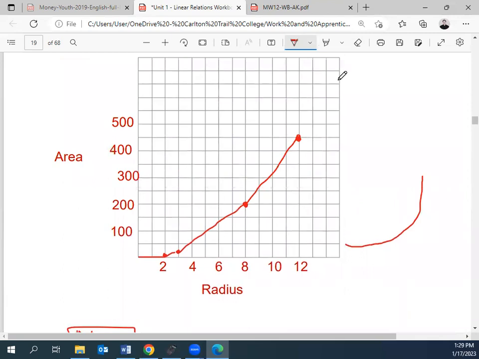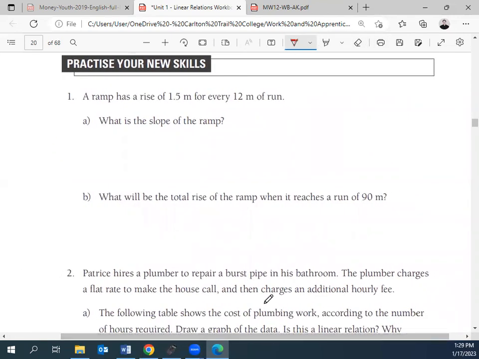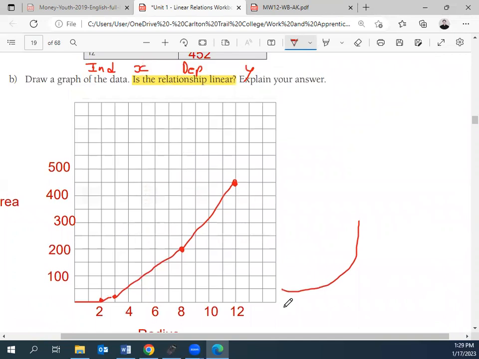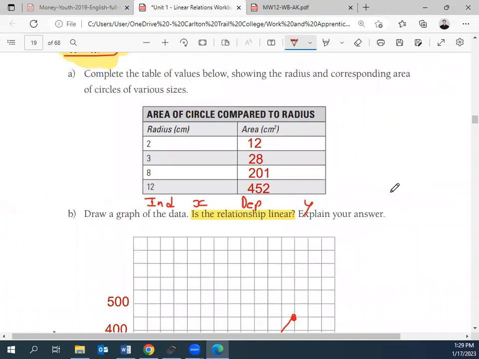So what we're going to do for the next little bit, up until the break, is take some time to practice some of this stuff here. Yep. Oh, yes, I can. Quickly.